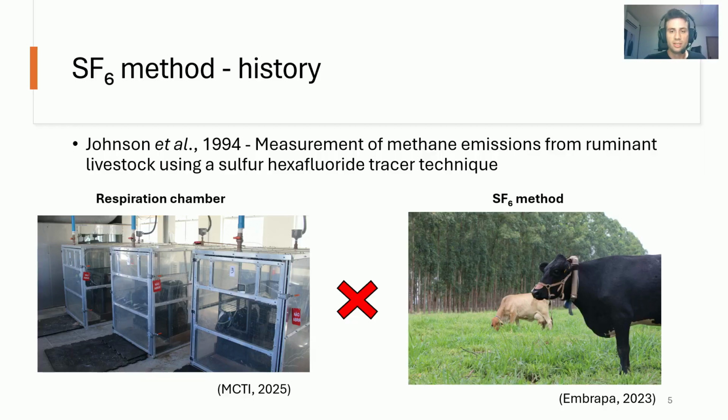The SF₆ method was initially proposed by Johnson and collaborators in 1994 as an alternative to the respiration chamber method. Respiration chambers are considered the gold standard method for methane emissions analysis, but they have a limitation because they only allow measurements in confined animals. In contrast, the SF₆ method allows methane measurements in grazing animals.